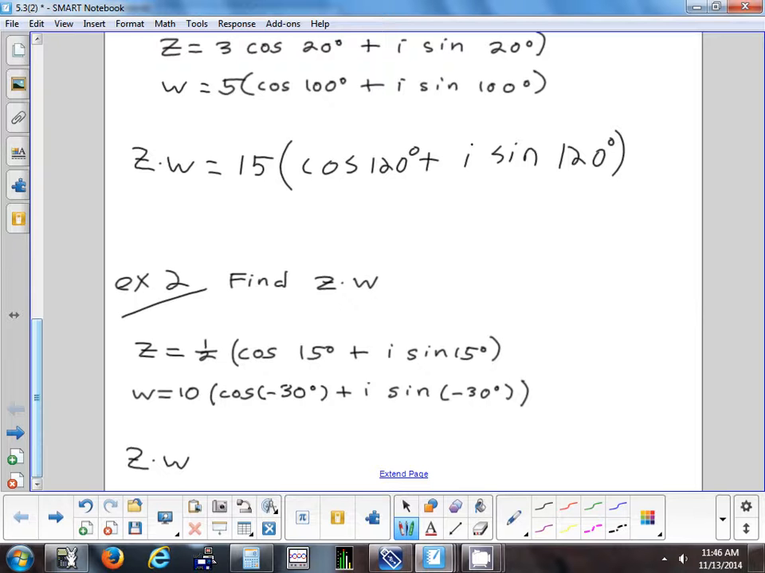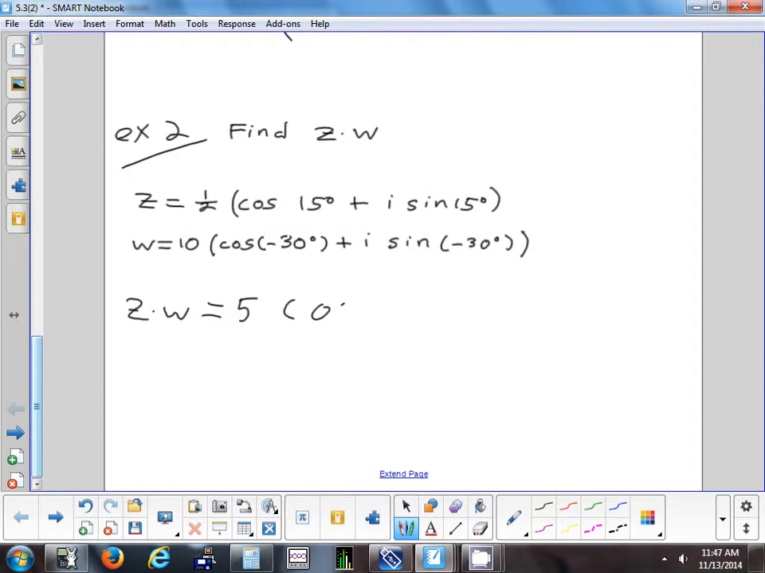Okay, try another one with multiplication. This time I have 1/2 cosine 15 plus i sine 15, and 10 cosine -30 plus i sine -30. Start out with your radius. What is my radius going to be? 5, yep, 10 times 1/2. 5 cosine, I need my angle. And then i sine, I need my angle. What's my angle here?